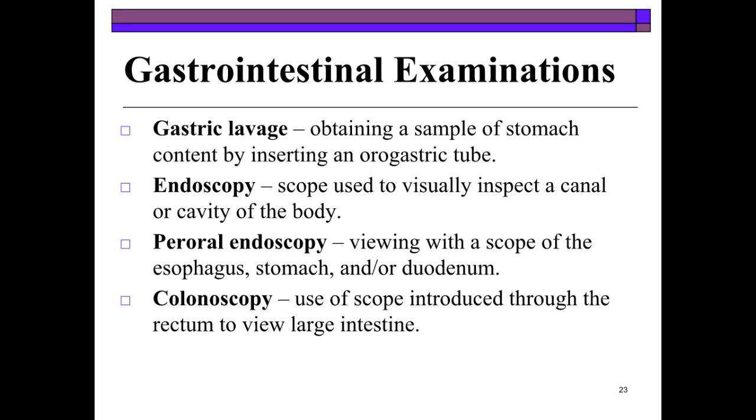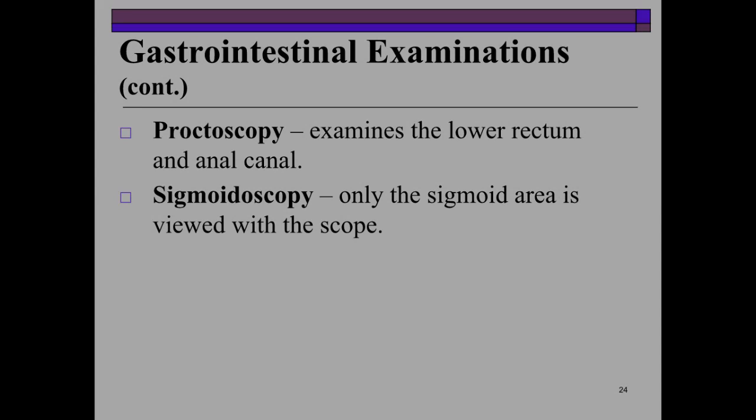A perioral scope is just going to look from the esophagus to the stomach and or to the duodenum, so it's going to go down the throat, down the esophagus, to the stomach, and just outside that pyloric valve that goes into the duodenum. Or they can have a colonoscopy, which will be inserted in the rectum and view the entire large intestine. So just be aware that those are the types of scopes that are regularly done.